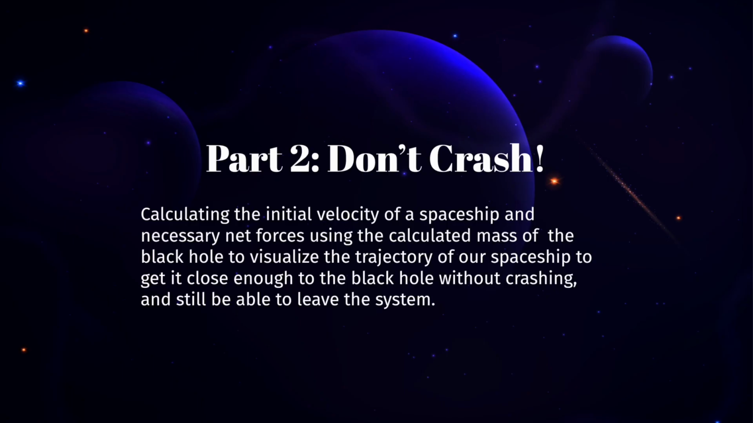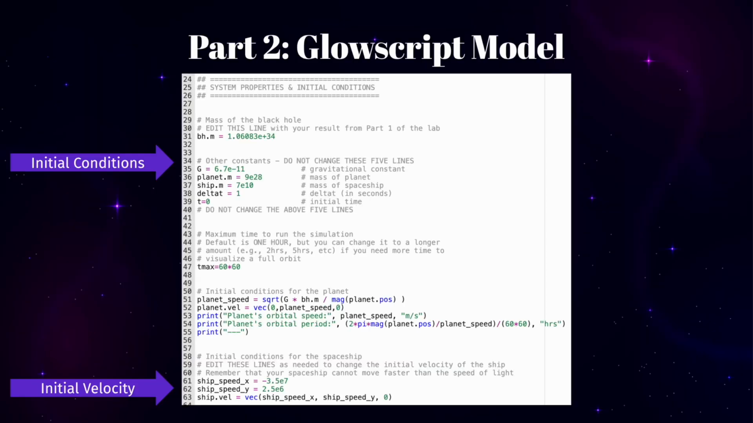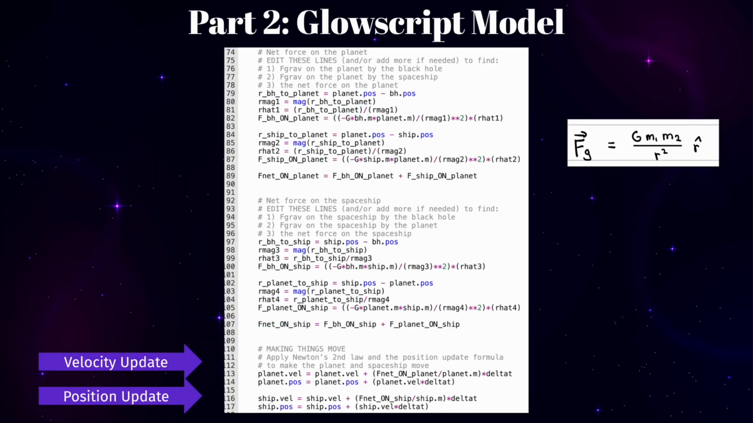So now, moving on to Part 2, don't crash. Just to reiterate, we're going to calculate the initial velocity of a spaceship in order for it to get close enough to the black hole without crashing and still be able to leave the system. In order to do that, we'll get our necessary net forces and see how that works. We did it again with a GlowScript model, just to model the trajectory of the spaceship. Initially, we put in our initial conditions. We have the mass that we just calculated and other initial conditions, and then our initial velocity, which I will explain how we got soon. Then, up here, we're just finding the different net forces. We have the net force on the planet, the net force on the spaceship, and that will help us find our velocity update and position update of both the planet and the ship.